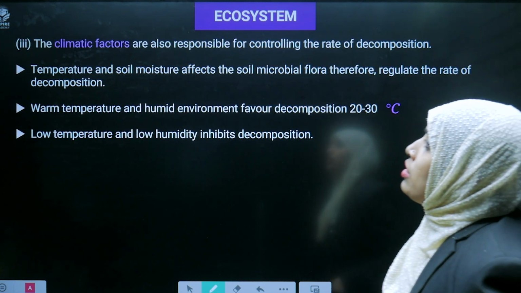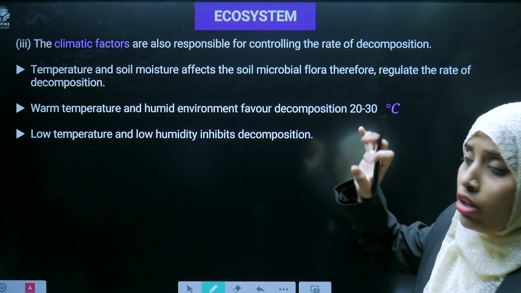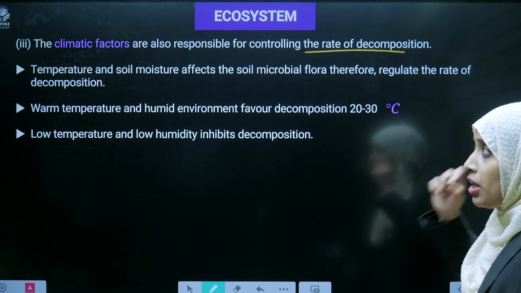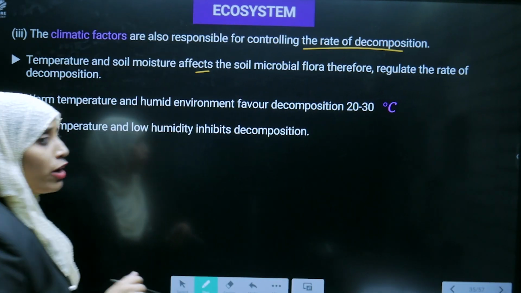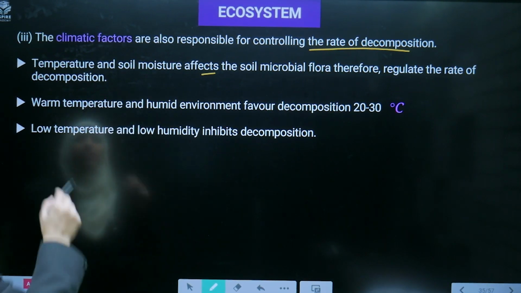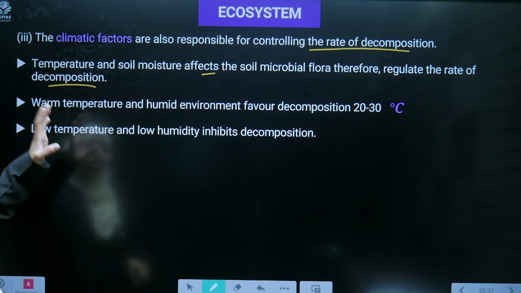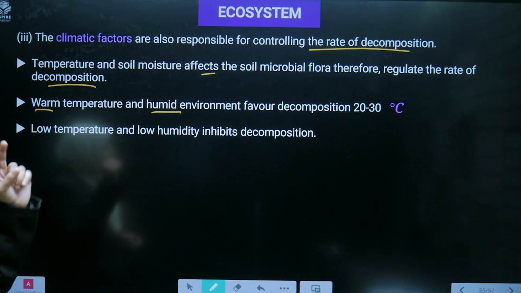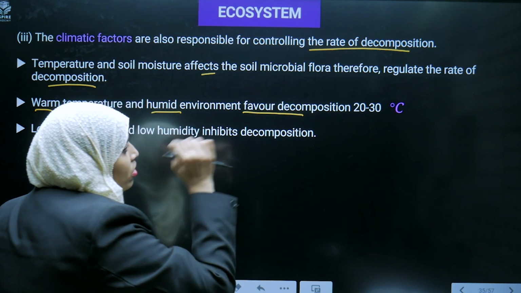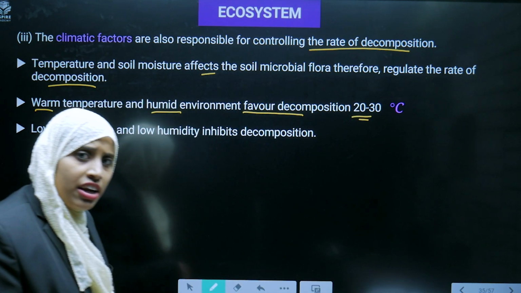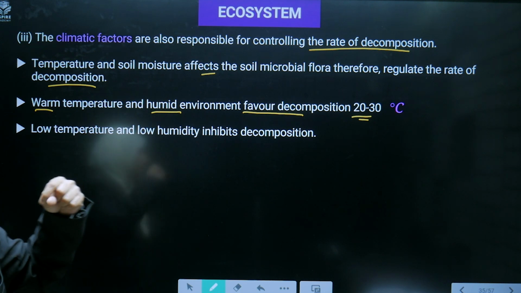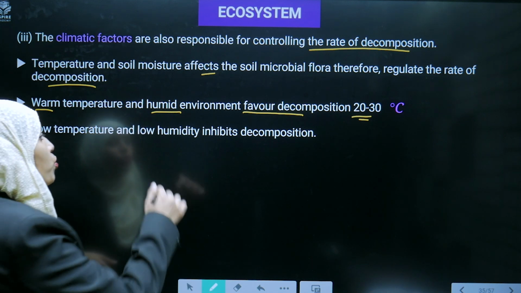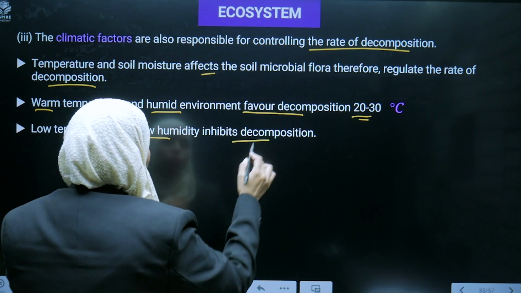Now, climatic factors definitely also control the whole decomposition process. Temperature and soil moisture affect the soil microbial flora and therefore regulate the rate of decomposition. Warm temperature and humid environment favor decomposition. The temperature between 20 to 30 degrees centigrade is much more favorable for decomposition. Lower temperature and low humidity inhibit the decomposition process.